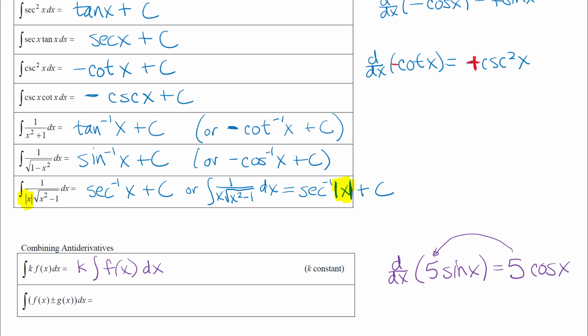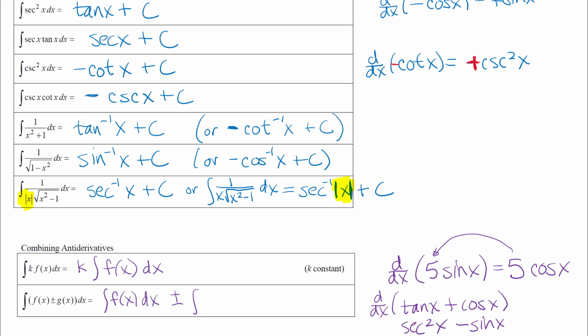All right, one more thing that connects back to derivatives that we did earlier in the semester. I know that if I have a sum of two functions, say tangent of x plus cosine of x, and I want to find the derivative of that sum, I can just differentiate each of those separately. Derivative of tangent is secant squared of x, and derivative of cosine is negative sine of x. All right, so when I go back the other way, the same idea. If I have a sum or a difference of two functions, I can think about that as finding those two antiderivatives separately and then adding or subtracting my results together.